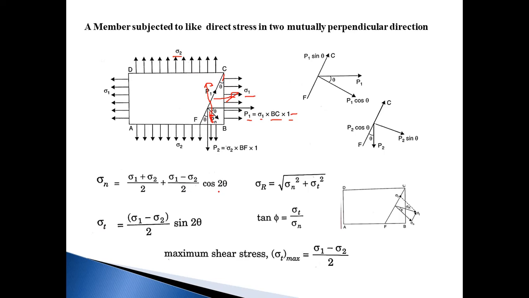This is the normal stress. Sigma 1 is the stress on BC and sigma 2 is the stress on CD. Next, sigma T, the tangential stress. For sigma T, we require to find the tangential force PT. PT is equal to P1 sin theta plus P2 cos theta. This is the total force PT, and PT divided by the area of FC gives sigma T.